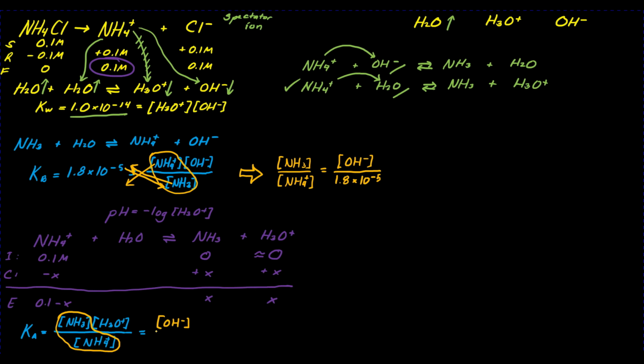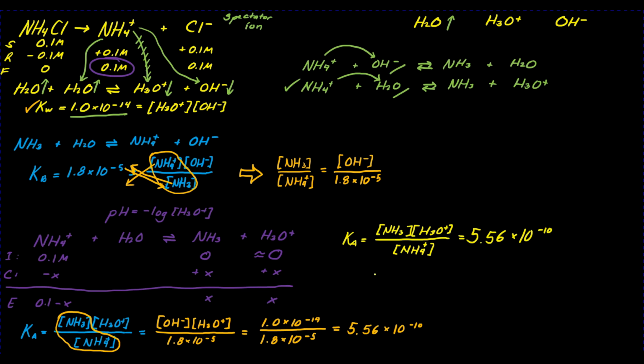OH minus over 1.8 times 10 raised to negative 5. And then the concentration of hydronium ion is retained. And now we have an easier equilibrium constant value to be solved because these two, the product of the concentration of hydronium ion and hydroxide ion, actually has a value. It is written here, Kw. This is times 10 raised to negative 14. We can actually get a value for this one, 5.56 times 10 raised to negative 10. Okay? So we can now solve this problem.